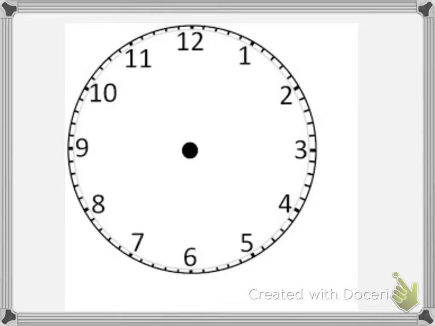Now, a good way to count by 5s is by using a clock. Each of the numbers on a clock represents 5 minutes. So from the 12 to the 1, that's 5 minutes. The 1 to the 2 is 5 minutes. 2 to 3 is 5 minutes. So if we wanted to count around, starting at 12, we'd go 5, 10, 15, 20, 25, 30, 35, 40, 45, 50, 55, 60.